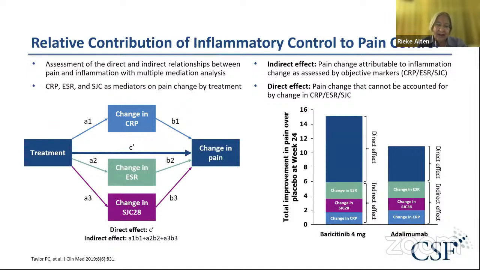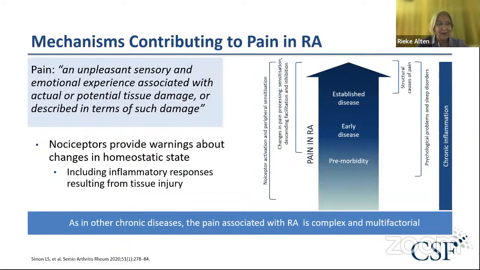So a lot of research has to be done there. Is it inflammatory pain? Is this neuropathic pain? And I think more research done by MRI, especially by functional MRI, will give us the pathway to better understand the nature of the pain in our patients, and then we can address it in a more proper way. Next slide, please. So there are many mechanisms, especially for the nociceptive pain. And nociceptors, of course, we know are warnings about changes in the homeostasis. As in other chronic diseases, the pain associated with rheumatoid arthritis is very complex, multifactorial, and not fully understood. There is a lot of research on the agenda to do.